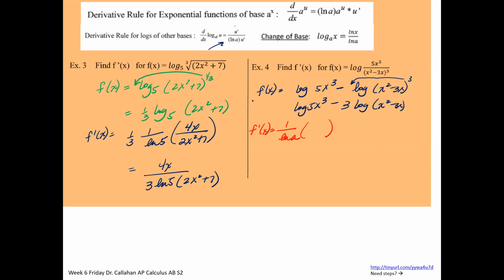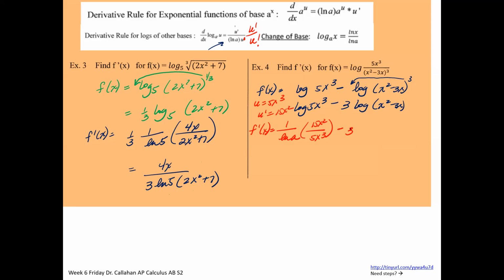So then u prime is going to be 15x squared over u. So that's going to be 5x cubed. I know this part says u prime over u prime. It's not that. It's u prime over u. Okay, so just be careful with that. That's just a minor little typo.